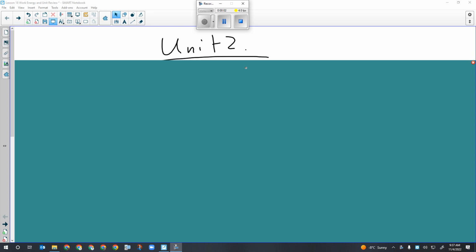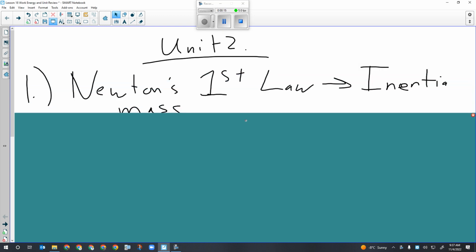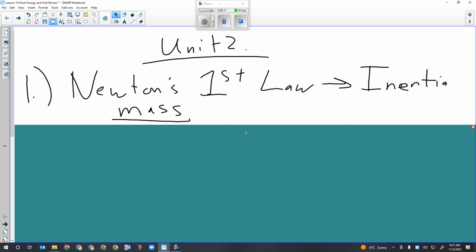Okay, so in regards to our unit exam coming up here next week. The first thing we talked about in this unit was Newton's first law, which we could sum up in one word as inertia.